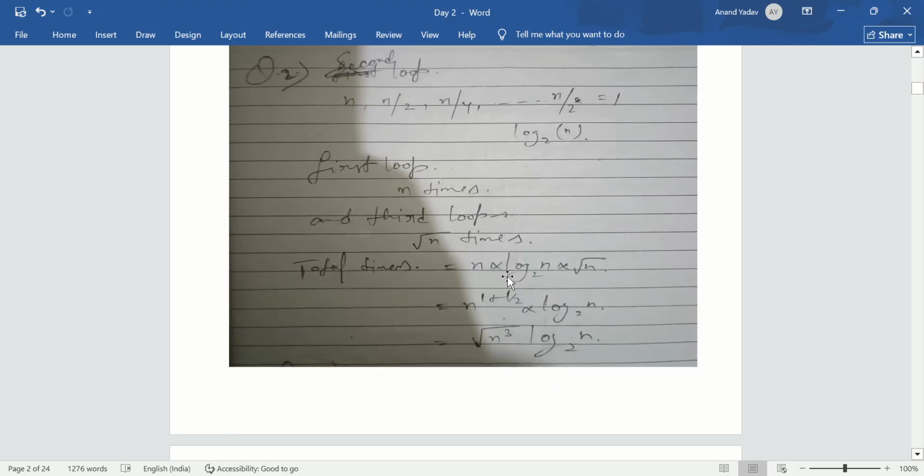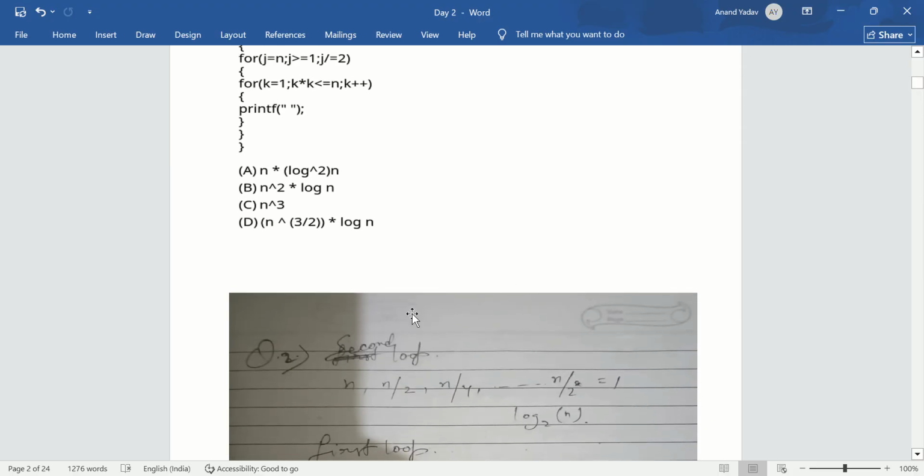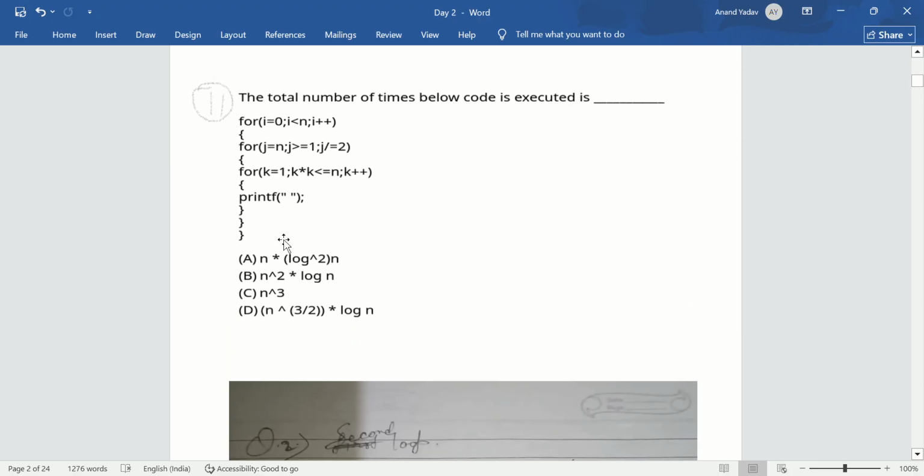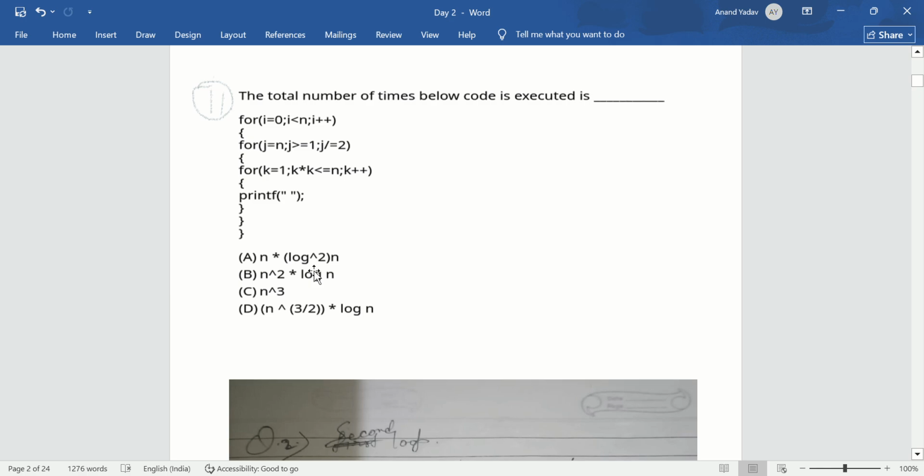Then I multiply the complexity of the first loop, second loop and third loop. It will calculate to root n times log n. So option D is correct. In this way I solved this second question.